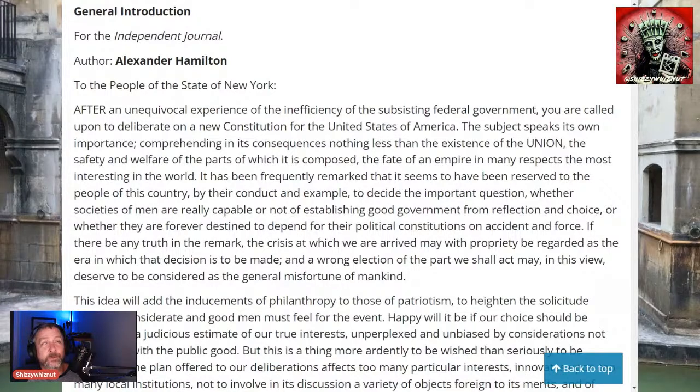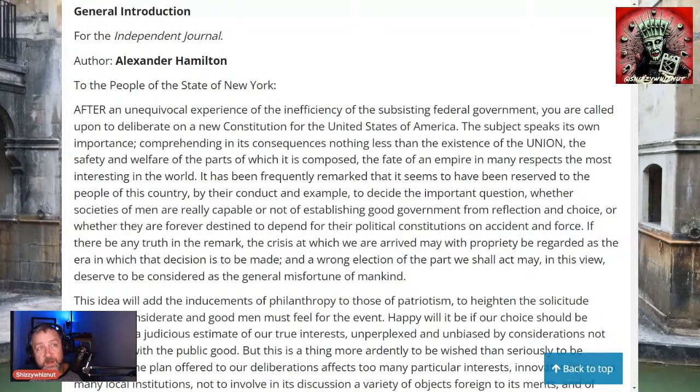After an unequivocal experience of the inefficiency of the subsisting federal government, you are called upon to deliberate on a new constitution for the United States of America. The subject speaks its own importance, comprehending in its consequences nothing less than the existence of the Union, the safety and welfare of the parts of which it is composed.